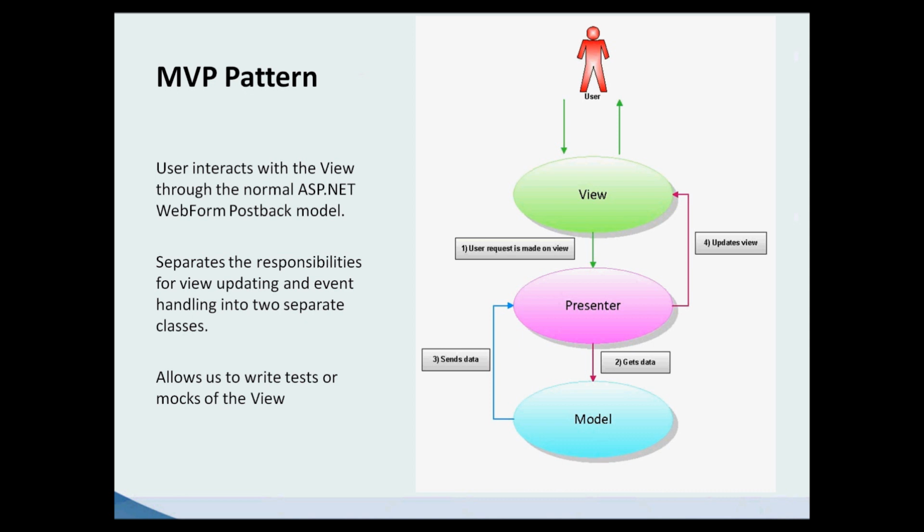The MVP pattern solves our problem by separating the responsibilities for view updating and event handling into separate classes. We implement this pattern by using interfaces to decouple our implementation. What you see here is a diagram that shows the pattern. The user interacts with the view, the view interacts with the presenter, which updates or gets the data from the model, and then the presenter is also responsible for updating the view.